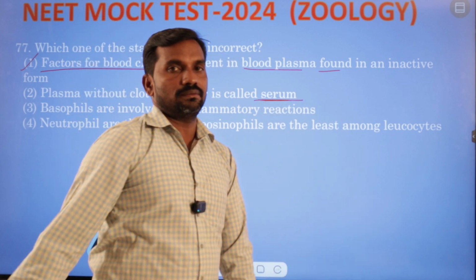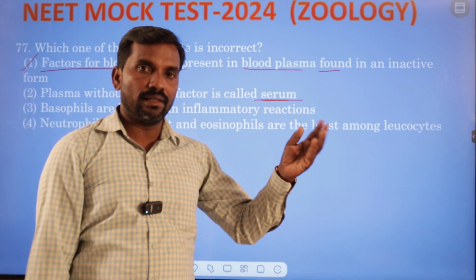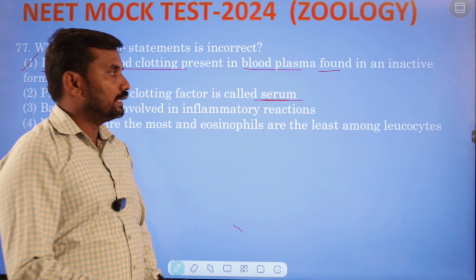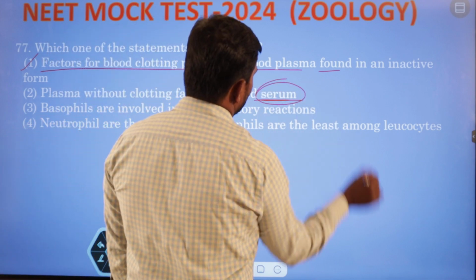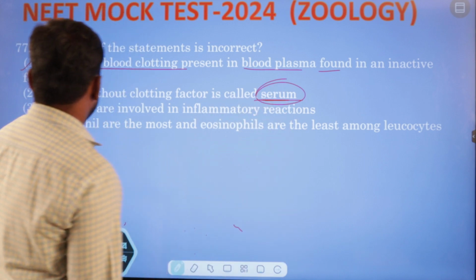Plasma without clotting factors is called serum. This is very important. Serum mainly contains a huge amount of antibodies that are able to fight against diseases. Serum is one of the most important structures. So, plasma without clotting factors is called serum.